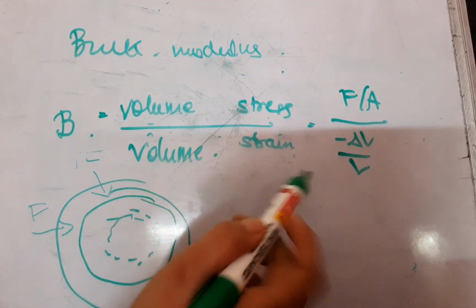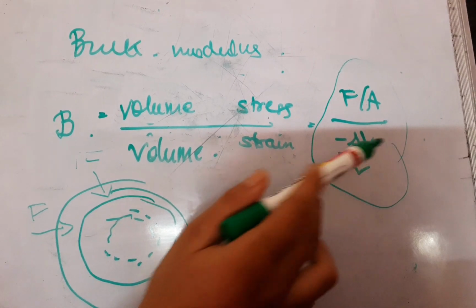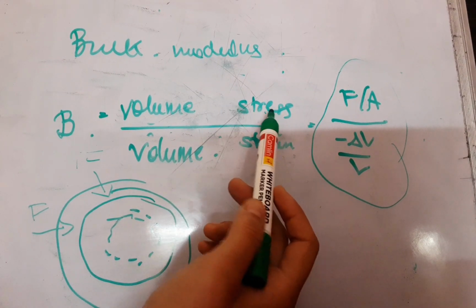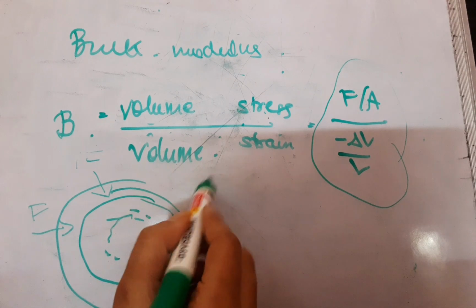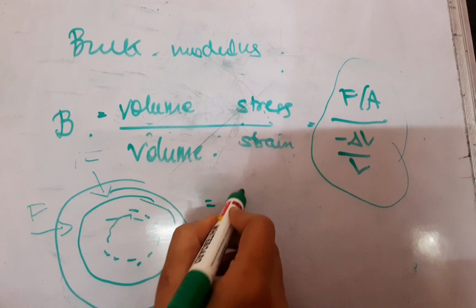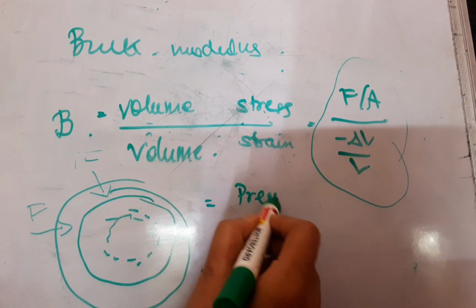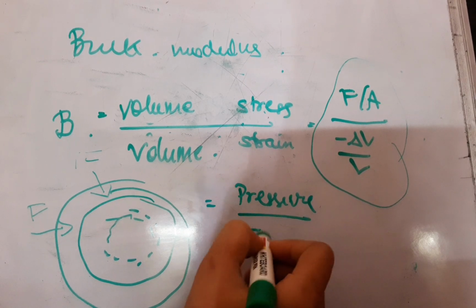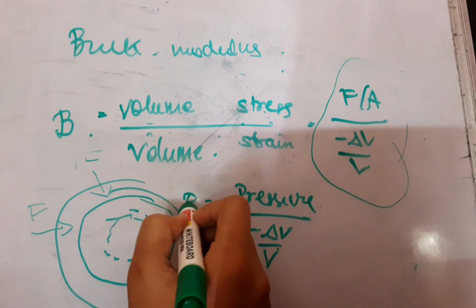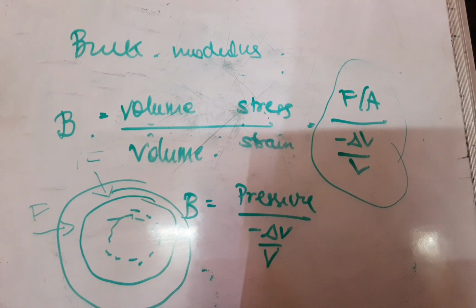Okay. I already told you that stress is similar to pressure. So instead of F upon A, I can also write pressure divided by minus delta V by V. B, bulk modulus, is equal to pressure upon minus delta V by V.